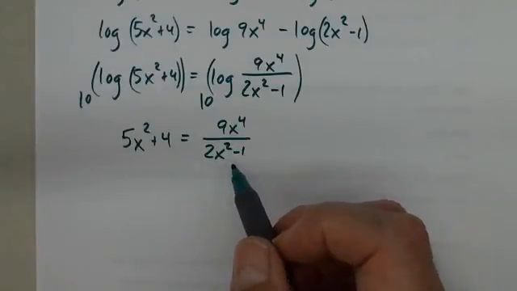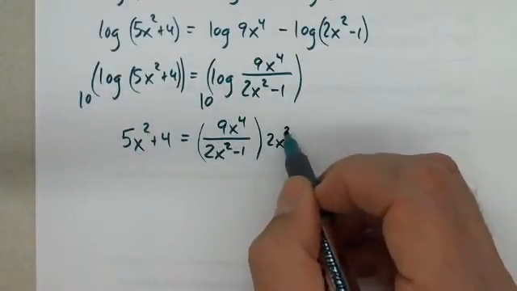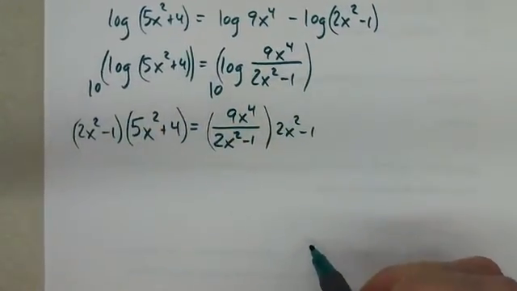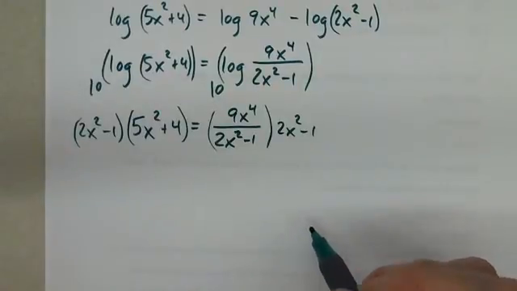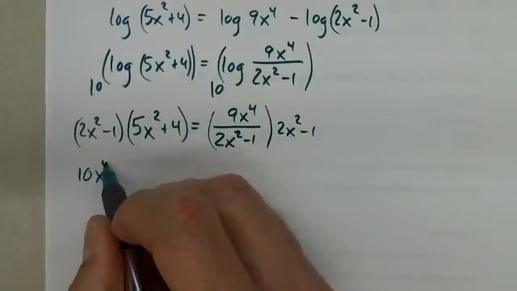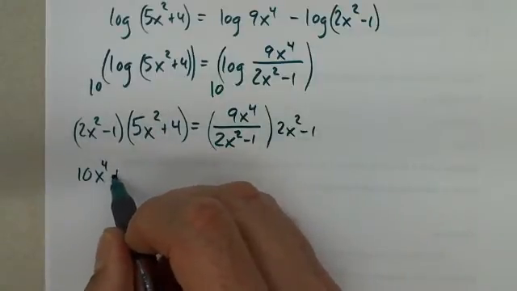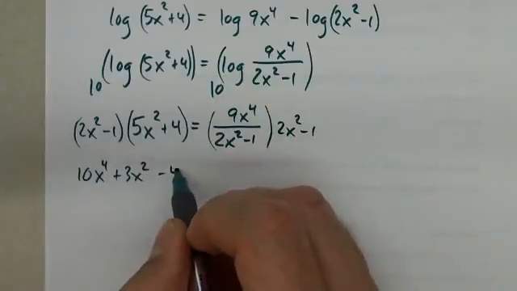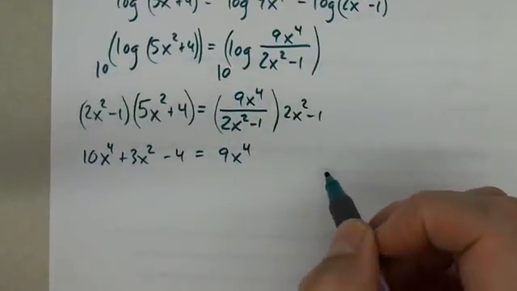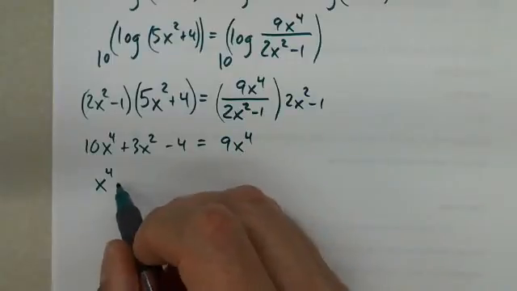Now we just have a rational equation, so let's multiply by the denominator, and if we distribute this 2 times 5, we're going to get a negative 5 and a positive 8, so that's going to be a positive 3 minus 4. This is going to cancel. Let's move this over. Subtract 9x to the 4th.